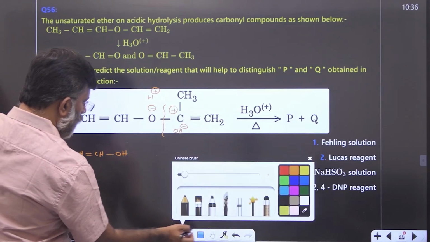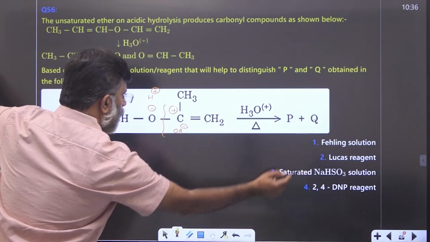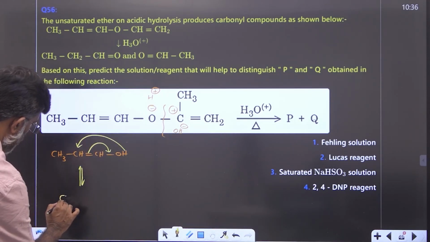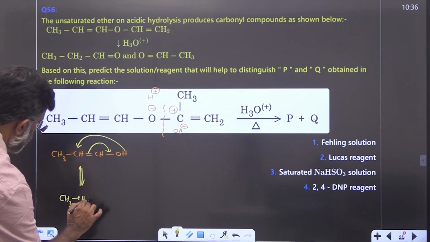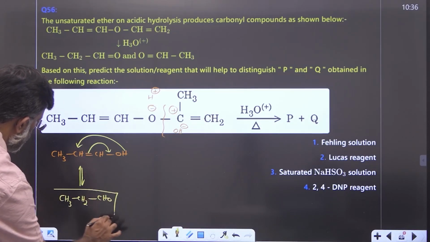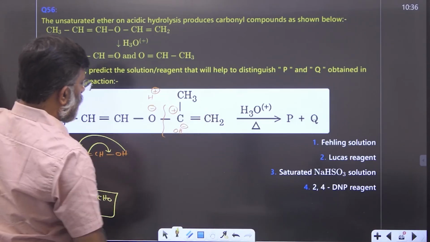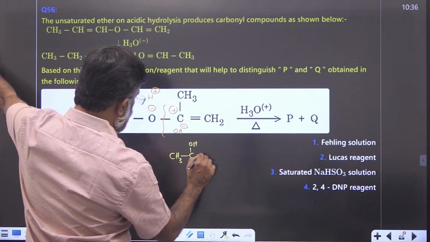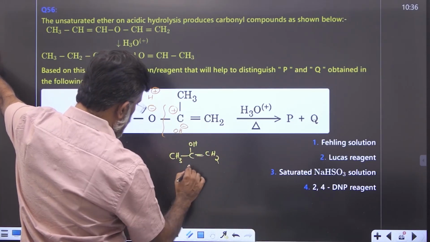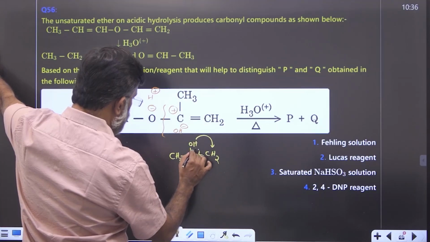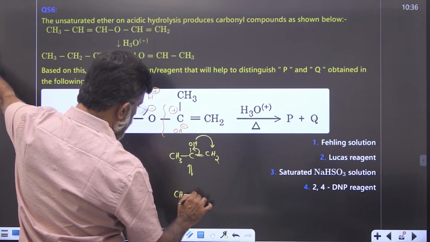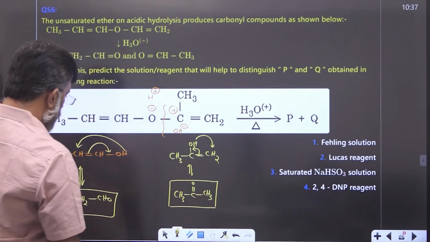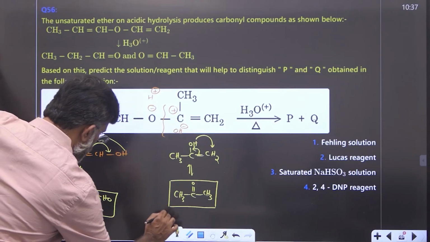And it will undergo tautomerization. The result is CH3, CH2, CHO. This is compound number 1. What about the other side? Here you get CH3, COH, double bond CH2. Once again, there will be tautomerization. It will lead to CH3, CO, CH3. This is compound number 2. So these are P and Q.